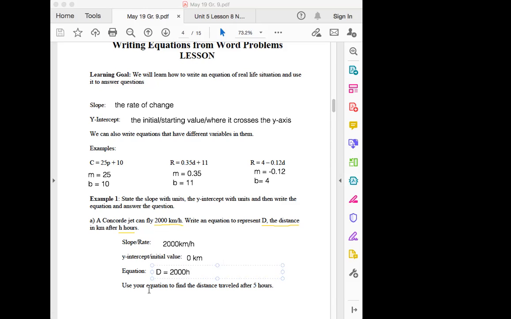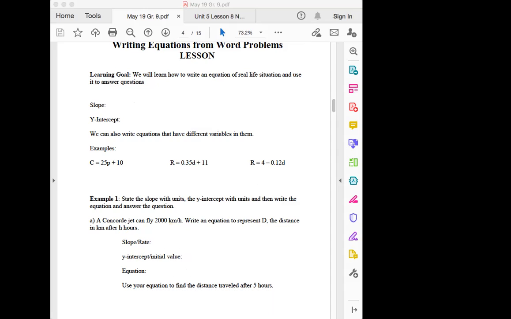Okay, and then use your equation to find the distance traveled after 5 hours. So D is equal to 2,000 times 5 hours. So it is 10,000 kilometers. And that is it. So I'm going to clear that. Don't forget to do a therefore statement.